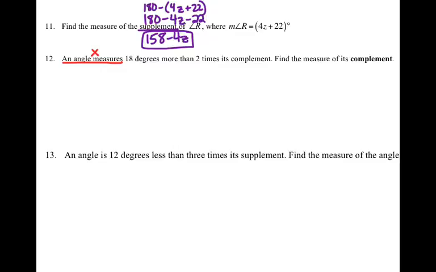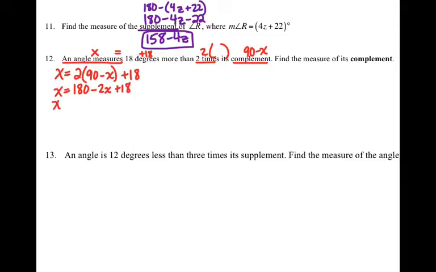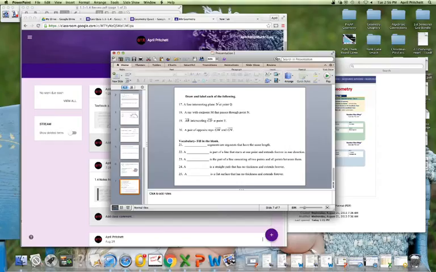On number 12, an angle measure. So an angle is our x equals 18 degrees more than, means you're going to say plus 18. 2 times its complement. All right, 2 times means 2 times parentheses, and then its complement is going to be 90 minus your angle. So then when you write your equation, it should look like this. Then distribute the 2. Put your like terms together. Add 2x to both sides. Divide by 3.